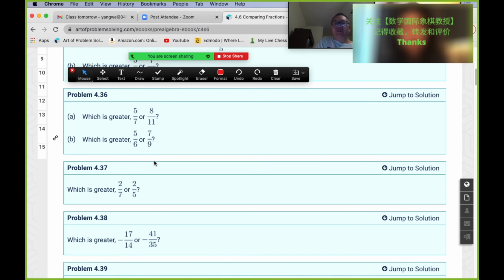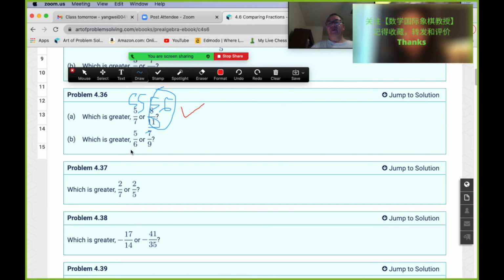Problem 4.36. Can you read this? Which is greater, 5 over 7 or 8 over 11? 8 over 11. Correct. Yeah, you just do this cross multiplication. 5 times 11, that's 55. 7 times 8, that's 56. Yeah, 56 greater than 55. Therefore, 8 over 11 greater than 5 over 7. Correct. Very good. This one's very good.